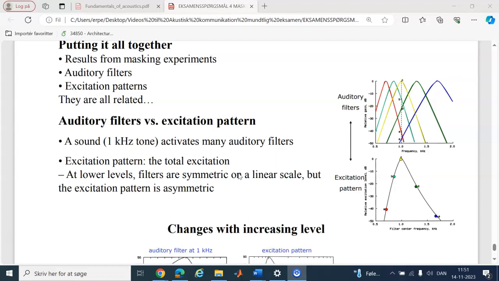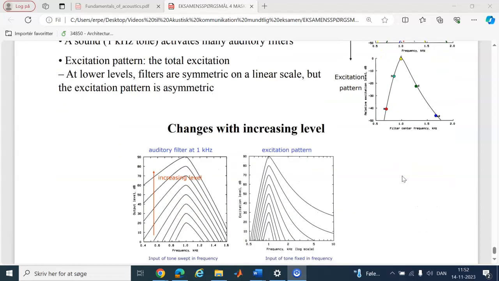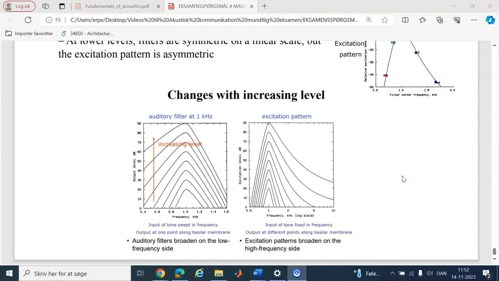If you find the place where the 1 kilohertz tone intersects the 500 hertz center frequency auditory filter, it's a point. You have a value, a relative attenuation or excitation level, for instance 40 dB, and you put this value at the center frequency of 500, and then 750, 1000, 1250, 1750, and so on. Changes increase with increased level.